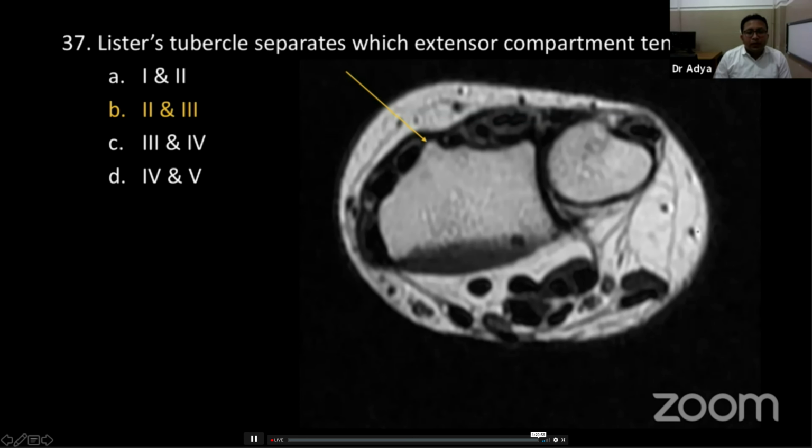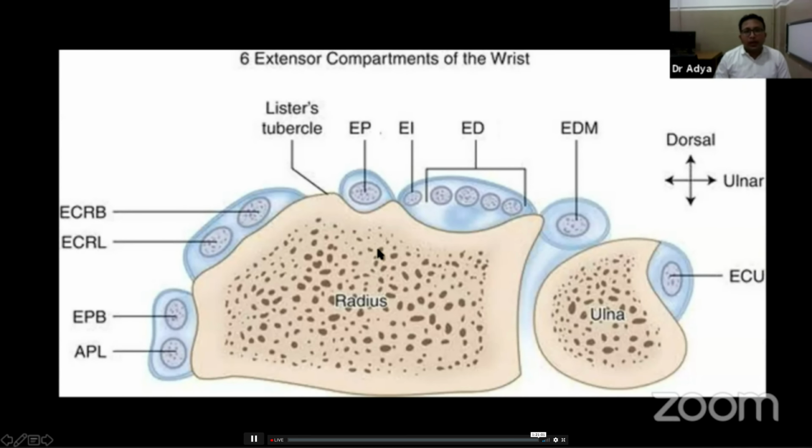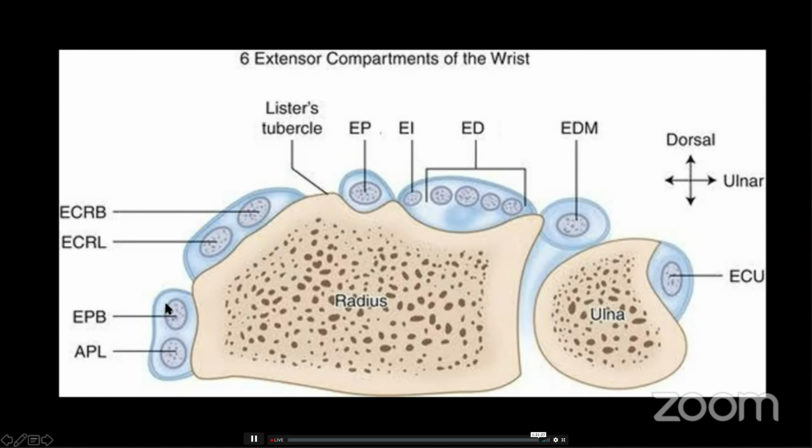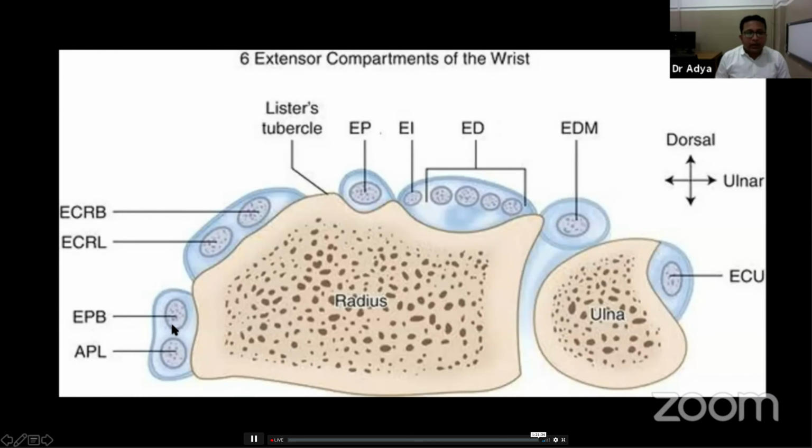Now, discussing a few things about the six extensor compartments of the wrist. This is Lister's tubercle. This is the radial side. This is the ulnar side. It is a bony prominence which separates extensor tendon compartment 2 from 3. The six tendon compartments are numbered from the radial to the ulnar side. The first compartment carries two tendons, extensor pollicis brevis and abductor pollicis longus. The second compartment carries extensor carpi radialis longus and brevis.